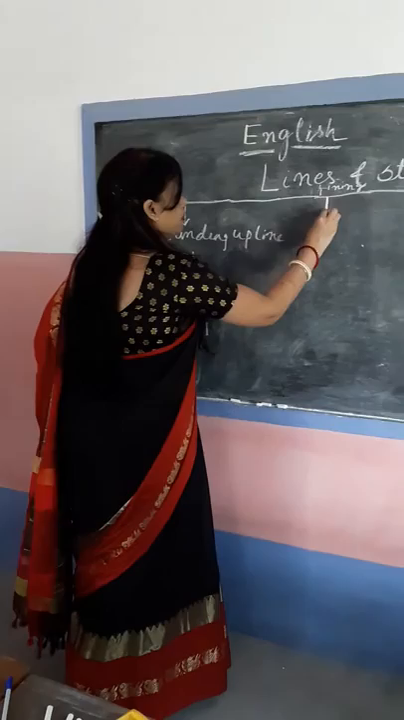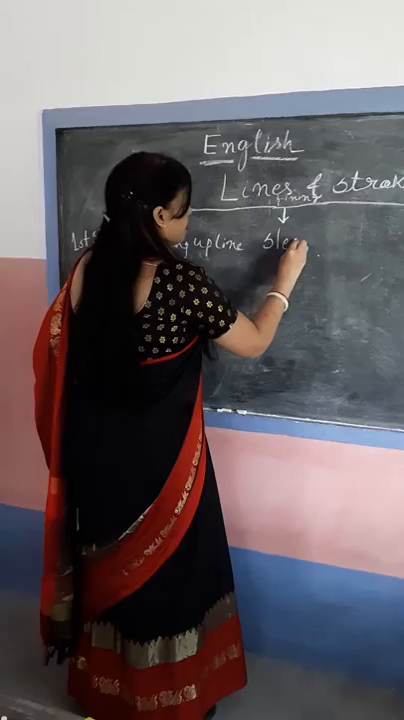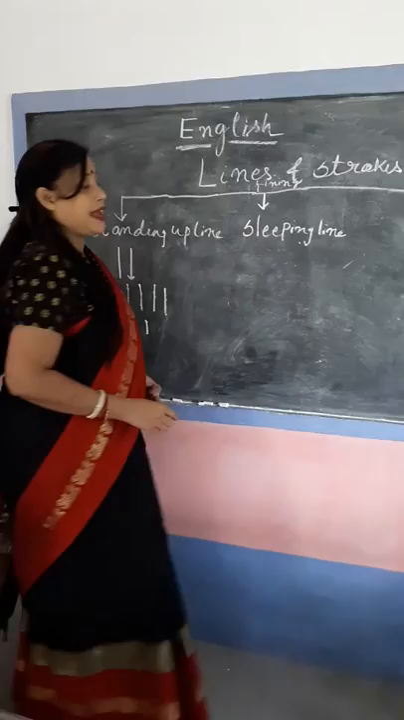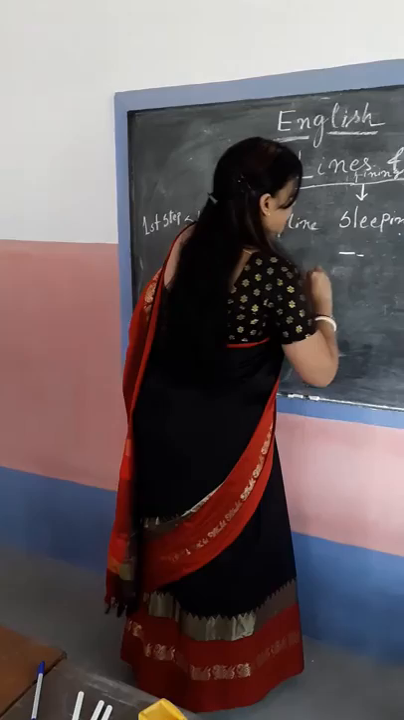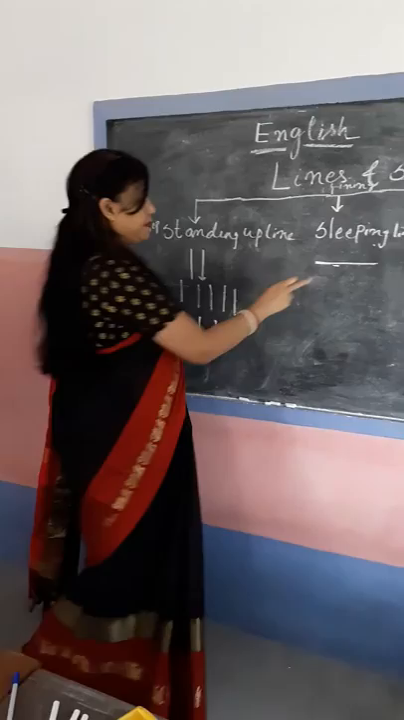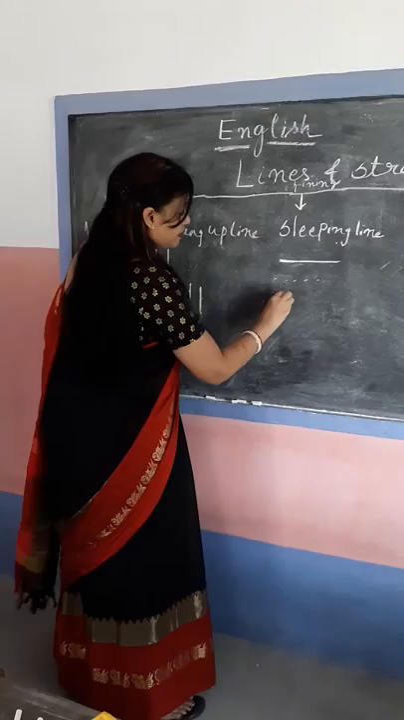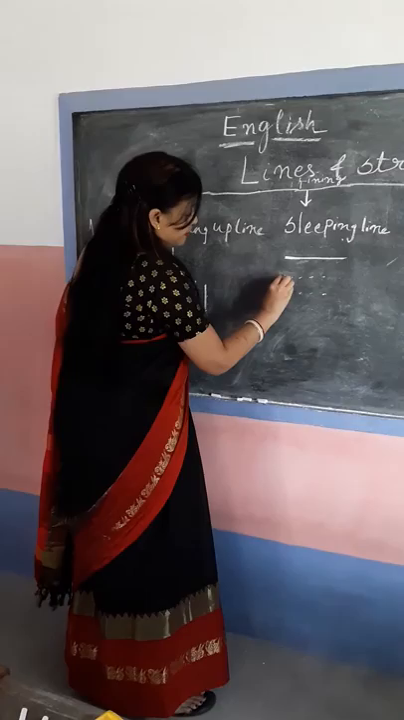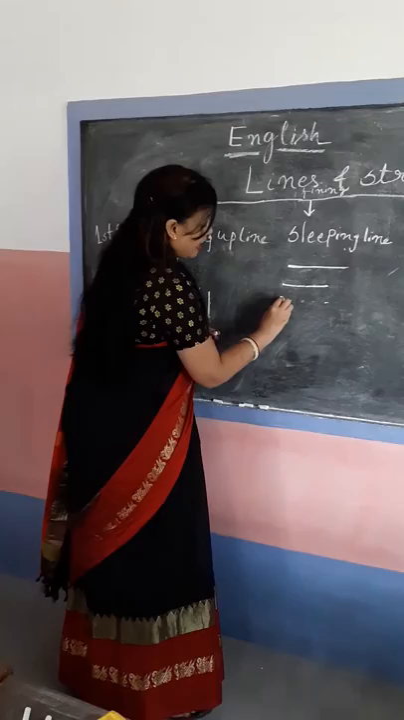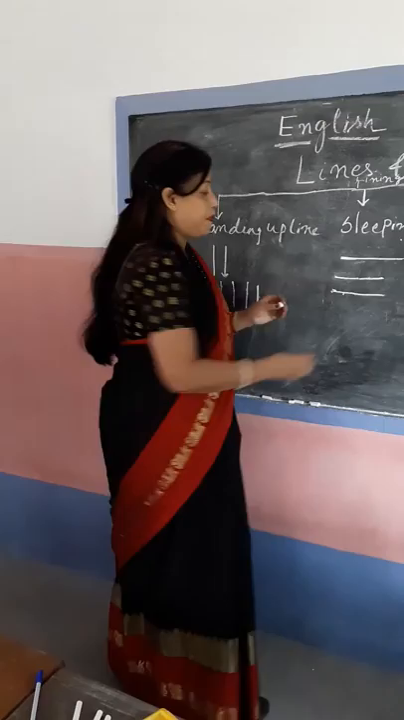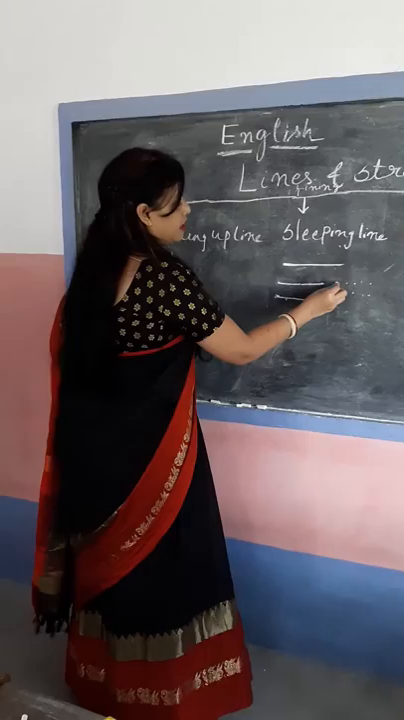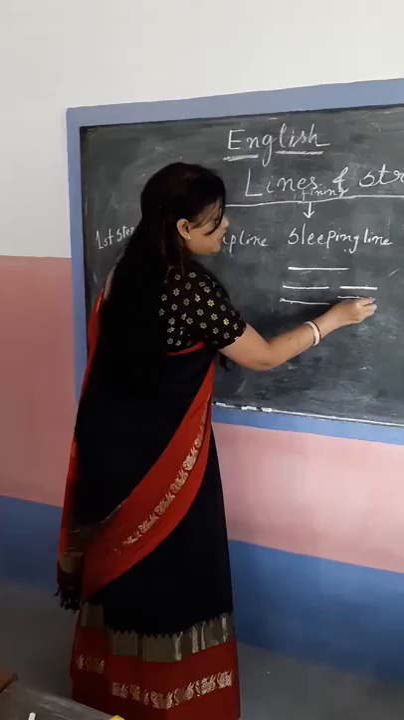Now we will go to the sleeping line. So what is the sleeping line? Sleeping line means the line which goes in this way. This is called the sleeping line. So again we will leave some dots over here and tell them to trace it. They will just trace the line this way. Again they will touch the line and trace it. It's very simple to understand. Again give some dots over here and join it. So this is called the sleeping line.